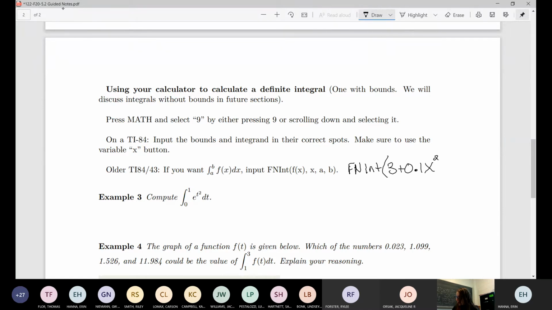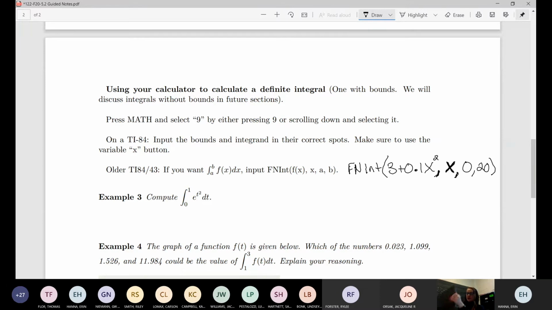That's what you should get. And then a comma, and then the variable button again. And then you plug in your bounds. So our bounds were from 0 to 20. Okay. So if you have an older calculator, an older 84 or an 83, that's how you'll do it.